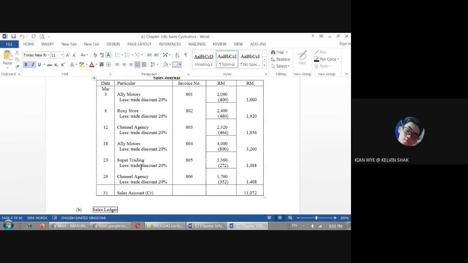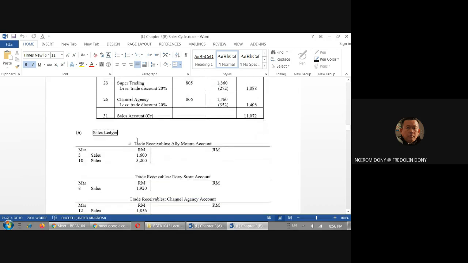Okay. So the first step, we do the first step in the sales ledger. So open up individually the account: Ali Moto, Roxy Moto, Channel. Ali Moto Super is already open, so no need to open two accounts. Super Trading and then Channel Agency, you already open, no need to open another one. So combine them in one account. We have Ali Moto with two transactions, so you don't have to open another account.